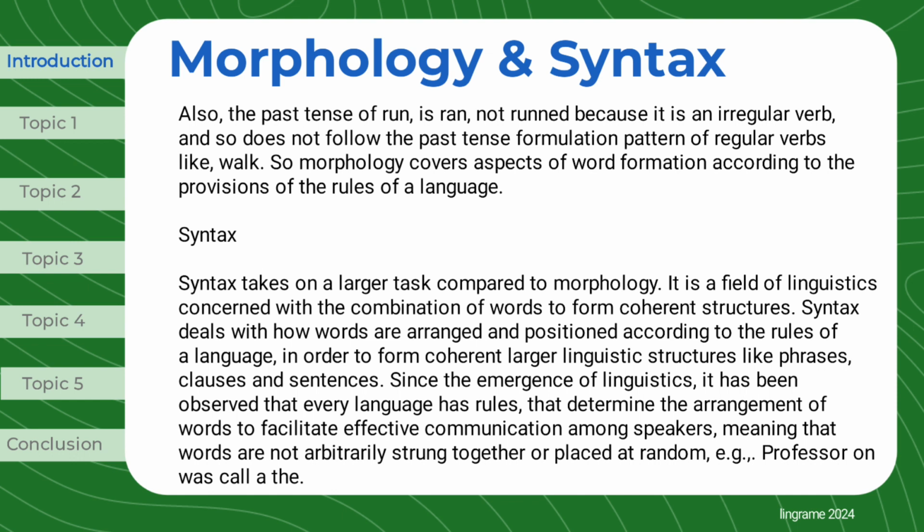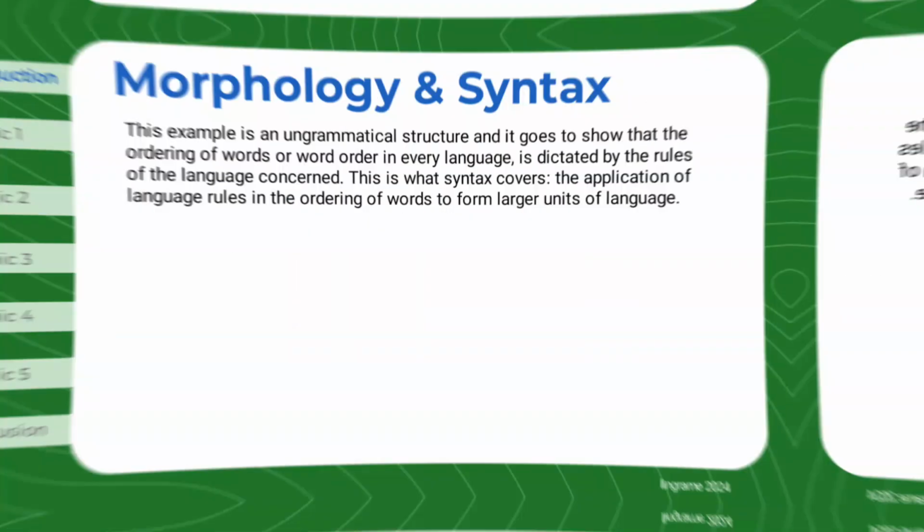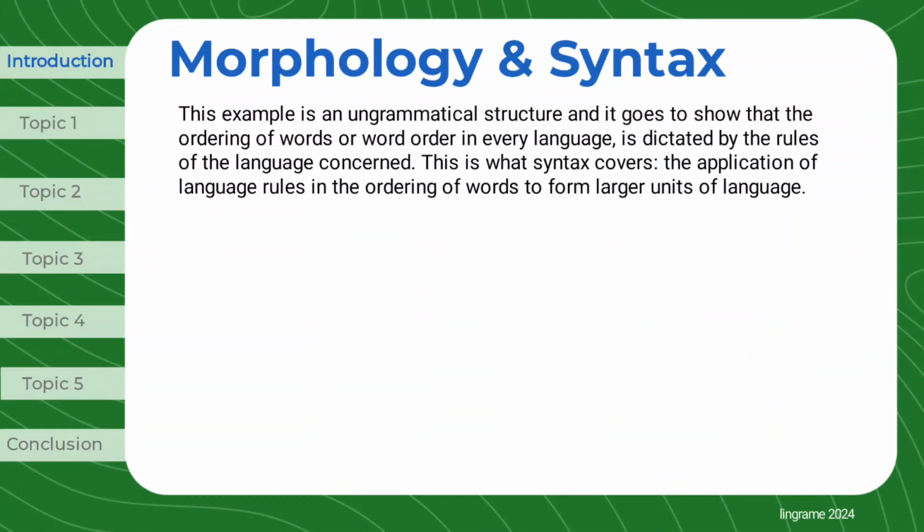Since the emergence of linguistics, it has been observed that every language has rules that determine the arrangement of words to facilitate effective communication among speakers, meaning that words are not arbitrarily strung together or placed at random. For example, "Professor On was caller there." This example is an ungrammatical structure, and it goes to show that the ordering of words, or word order, in every language is dictated by the rules of the language concerned.